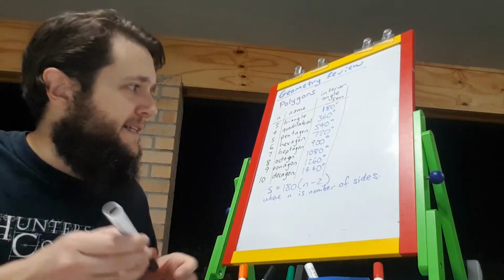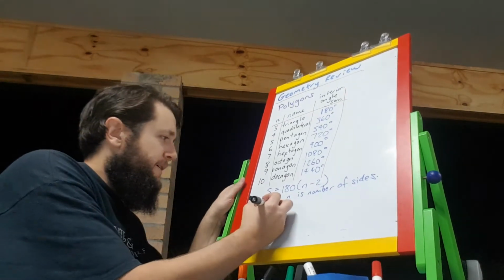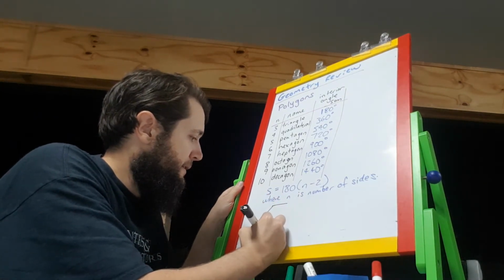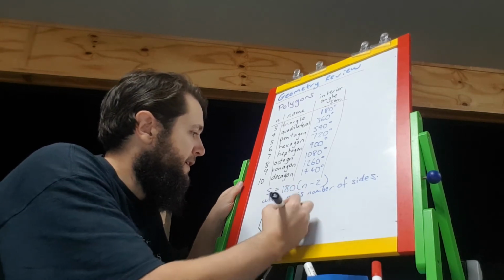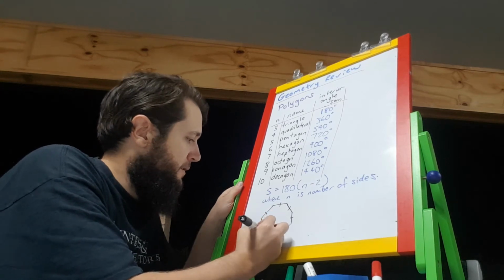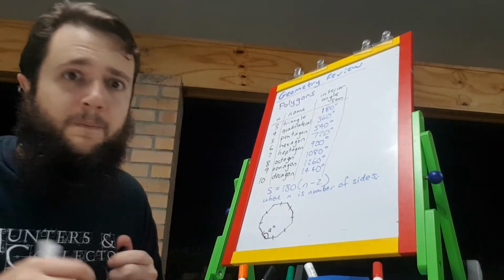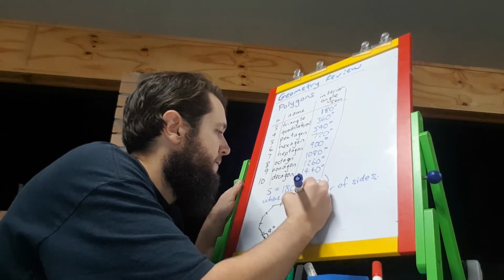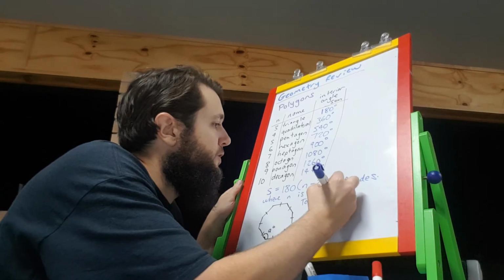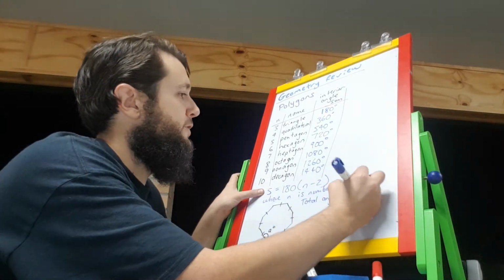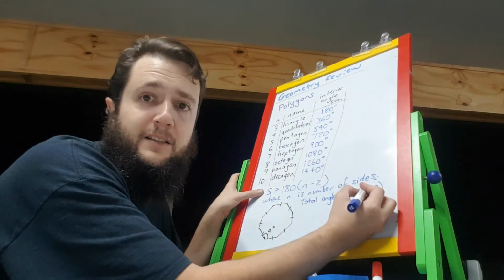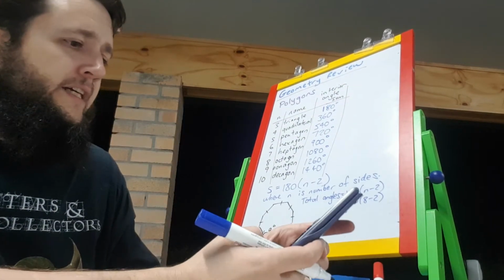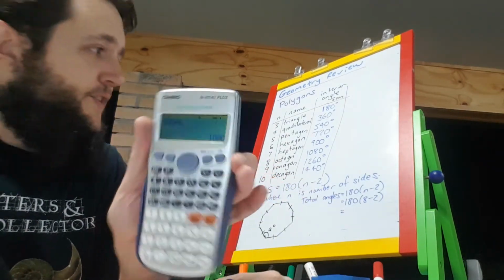So an example of actually using that quickly, you could get a question like this. I'm going to draw a regular octagon like a stop sign, and I'm going to ask, what's A? Well, firstly, you need to know what the angle sum is. So the total angles in an octagon, I'll use the rule. It's going to be 180 times n take away 2. n is 8 because it's an 8-sided object. So it's going to be 180 times 8 take away 2. So that's 180 times 6, which is 1080 degrees.